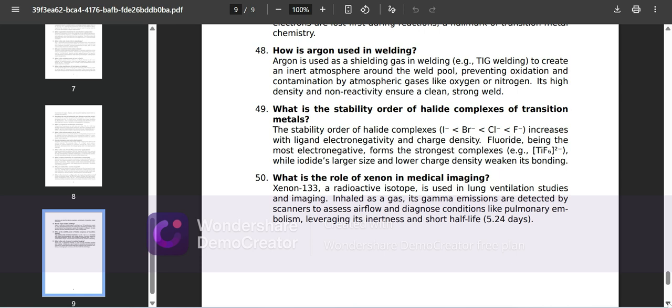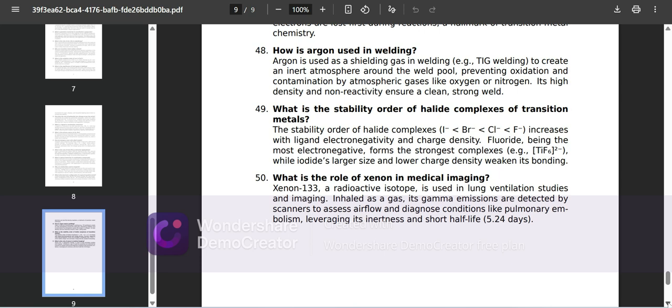What is the stability order of halide complexes of transition metals? The stability order of halide complexes, iodine, bromine, fluorine, increases with ligand electronegativity and charge density. Fluoride, being the most electronegative, forms the strongest complexes, like PtF6 2-, while iodide, with larger size and lower charge density, forms weaker bonds.